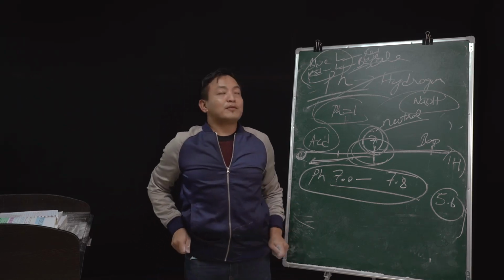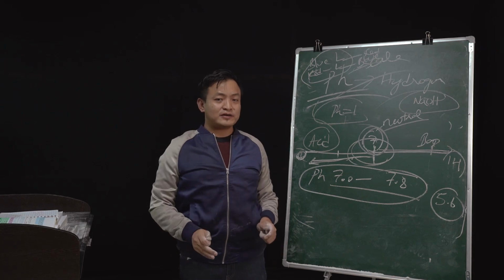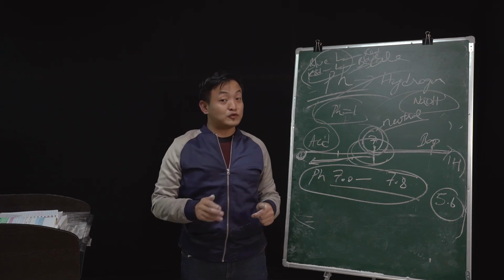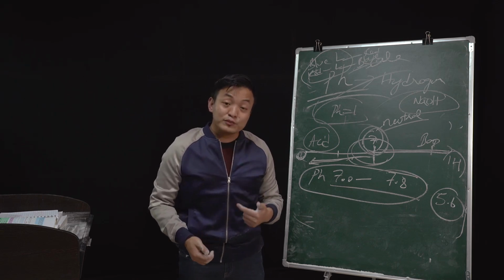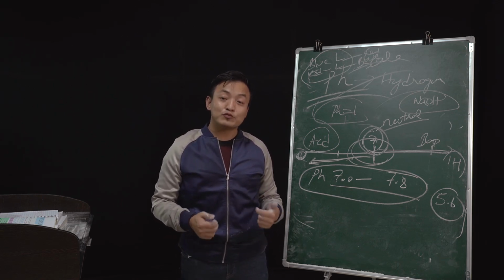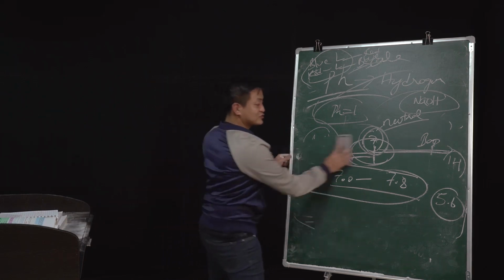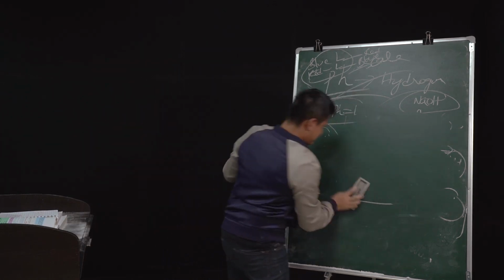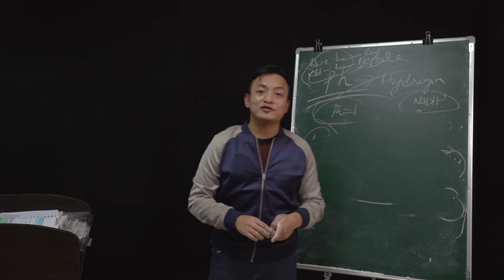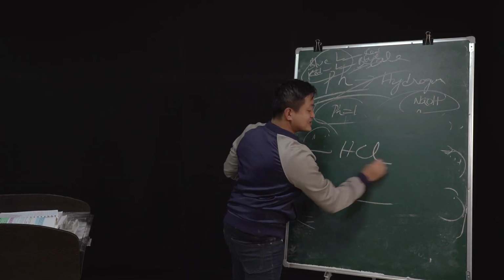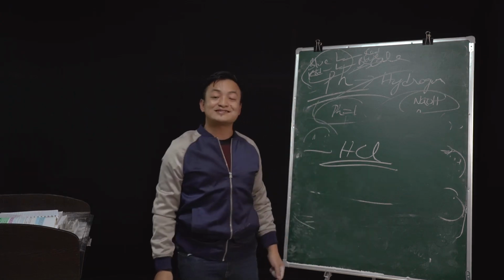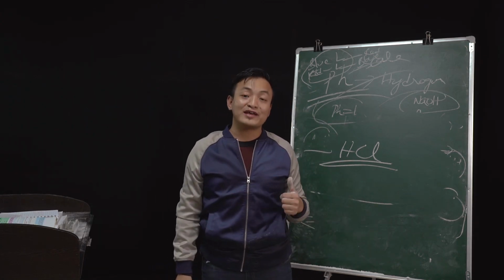Now, let's talk about digestion, the third part. Even inside our body, do you know that we have an acid? Our stomach produces acid. And what acid is that? Students? So inside our stomach, we also have an acid that is HCl, hydrochloric acid. Our stomach produces hydrochloric acid.